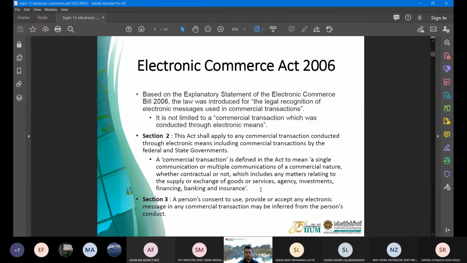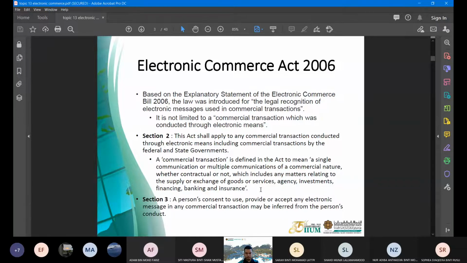So this is just to show you what is meant by commercial transaction. In section 2, it is defined as single communication or multiple communication of a commercial nature, whether contractual or not. Sometimes it is a commercial communication, but not necessarily people will enter into a contract. And this includes exchange of goods and services, agency, investment, financial banking, and insurance.